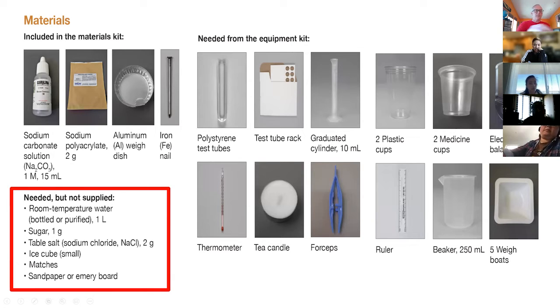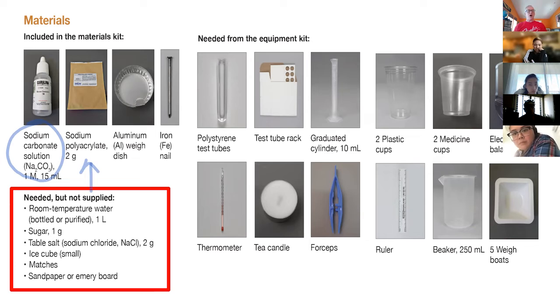So sodium carbonate. Carbonate is CO3 with a -2 charge. So we're going to need some of that, and that comes in an eyedropper bottle. This is a fun reaction. Sodium polyacrylate is basically these really small crystals, and we're going to add water to it and see what happens.